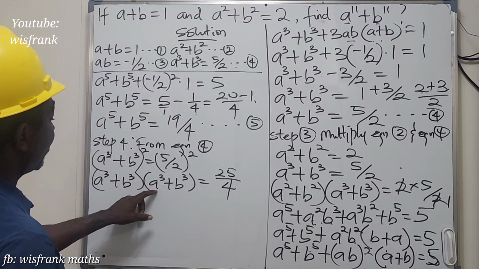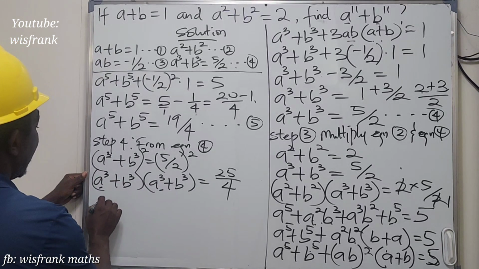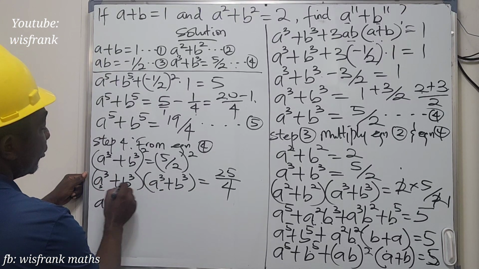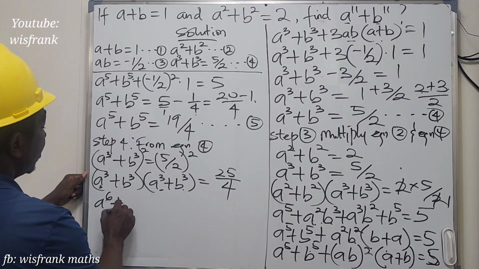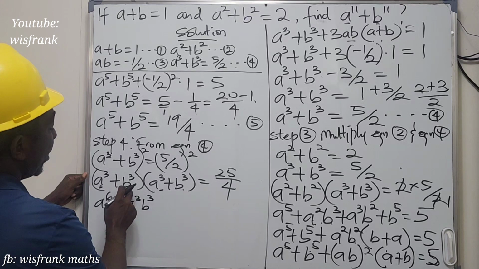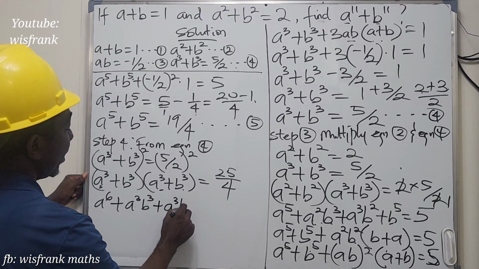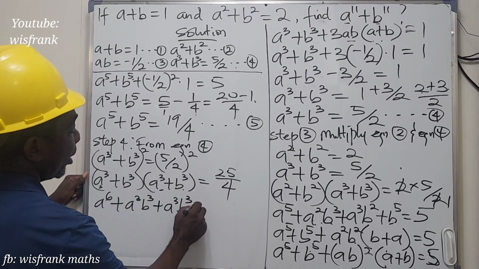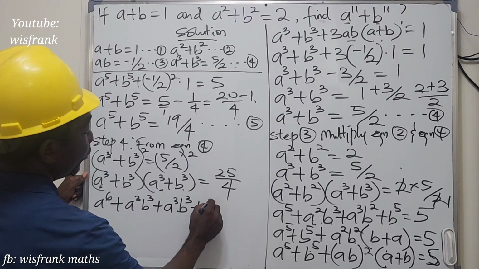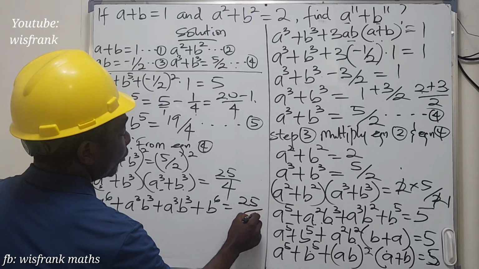So in this case, expanding this, a to the power of 3 times a to the power of 3 is a to the power of 6. A to the power of 3 times b to the power of 3 will give us a to the power of 3, b to the power of 3. Then b to the power of 3 times a to the power of 3 will give us plus a to the power of 3, b to the power of 3. Then b to the power of 3 times b to the power of 3 will give us b to the power of 6 equals 25 all over 4.